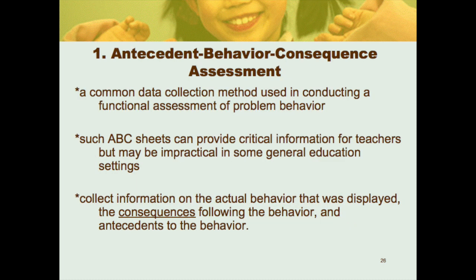So, a common written report would be an antecedent behavior consequence assessment, commonly known as an ABC assessment. These can provide critical information for teachers but may be impractical because you have to very closely observe the student. So basically the antecedent directly prior to the behavior is recorded, the behavior itself is recorded, and then the consequence that immediately followed the behavior is recorded.